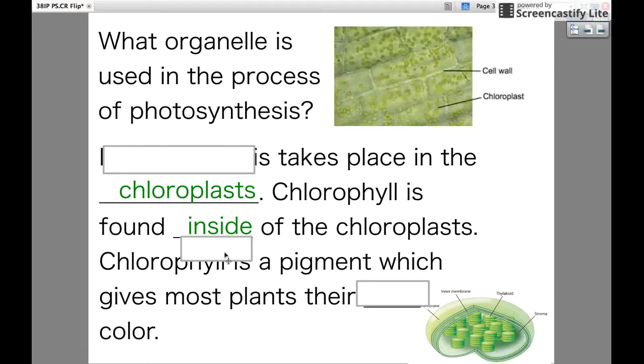And chlorophyll is a pigment, which just means it's something that gives off color, which gives most plants their green color. So most of the reason plants look green is because they have chlorophyll inside of their chloroplasts, so they appear to be green. Now, this is not true for all plants, but for the most part, this is why they appear to be green.